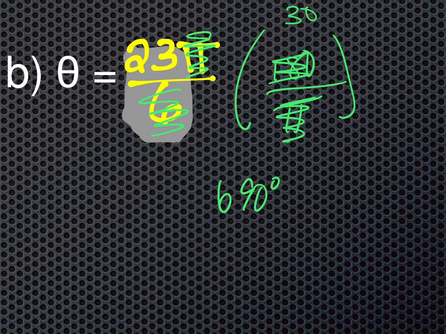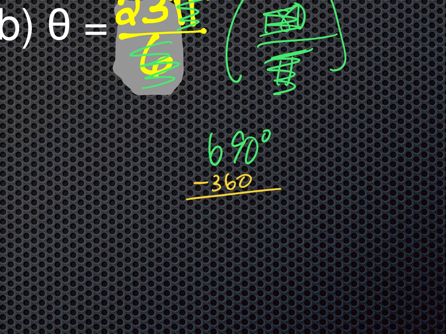It goes around the circle more than once. So let's subtract a whole circle, see if that helps us out. What's 690 minus 360? 330. Is that less than one whole circle?